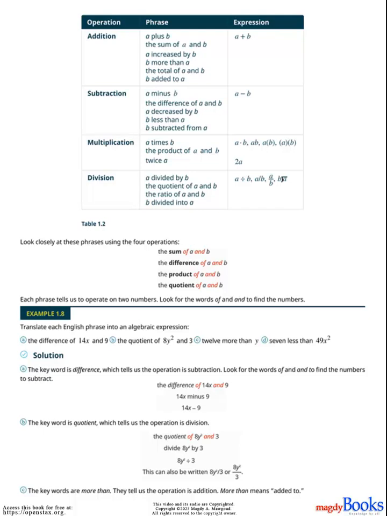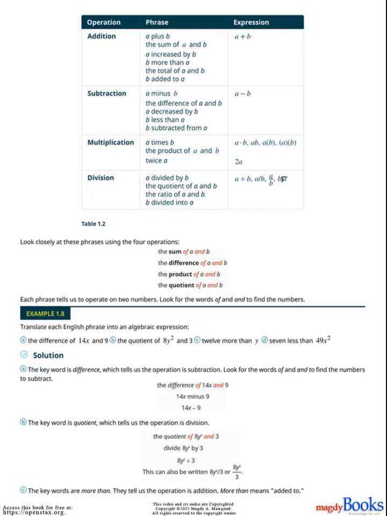Solution. A. The keyword is difference, which tells us the operation is subtraction. Look for the words of and and to find the numbers to subtract. The difference of 14x and 9. 14x minus 9. B. The keyword is quotient, which tells us the operation is division. The quotient of 8y squared and 3. Divide 8y squared by 3.